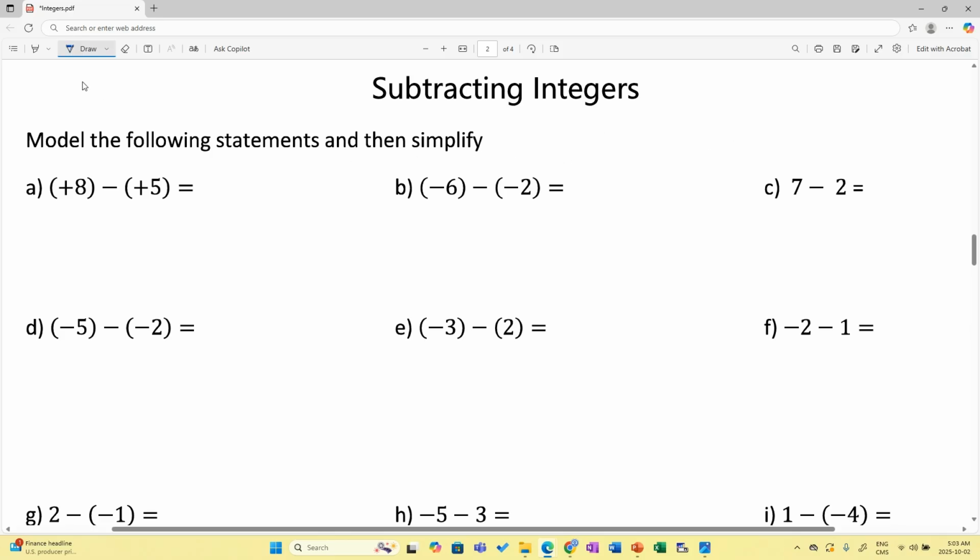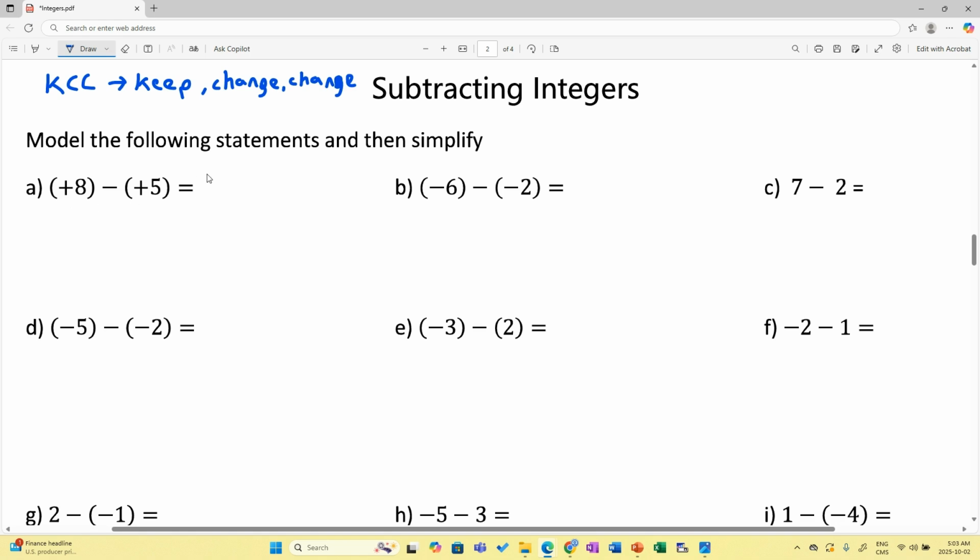So for subtracting integers, we're actually going to use a method called KCC, and this stands for keep, change, change. Keep, change, change.